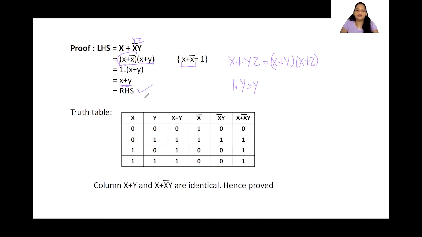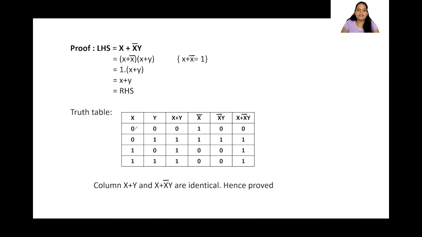Okay, hence we have proved this theorem. I hope it is clear. Now let us see the truth table. Since we are taking two values, we have 4 rows. First, we need x plus y, which is nothing but our right hand side.